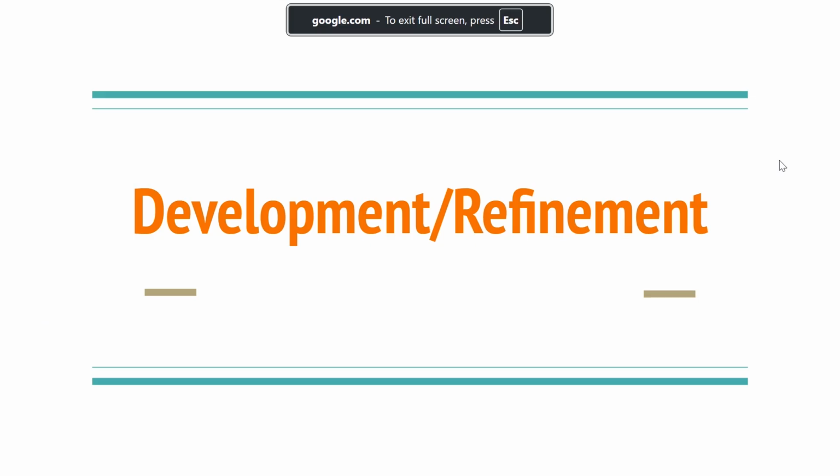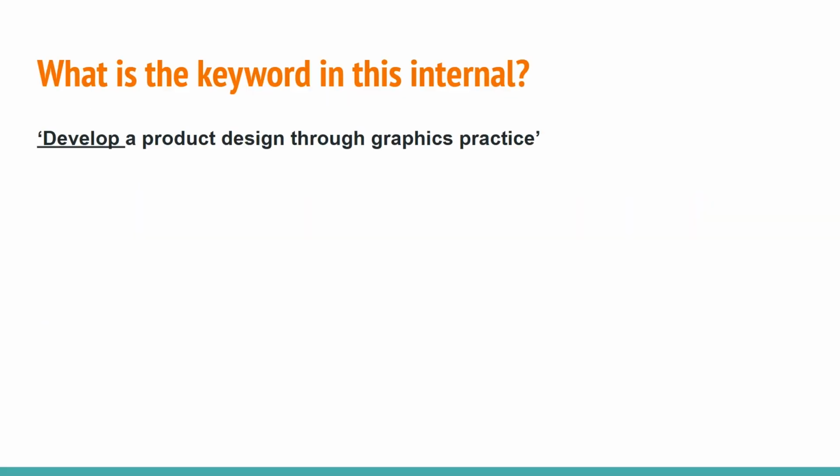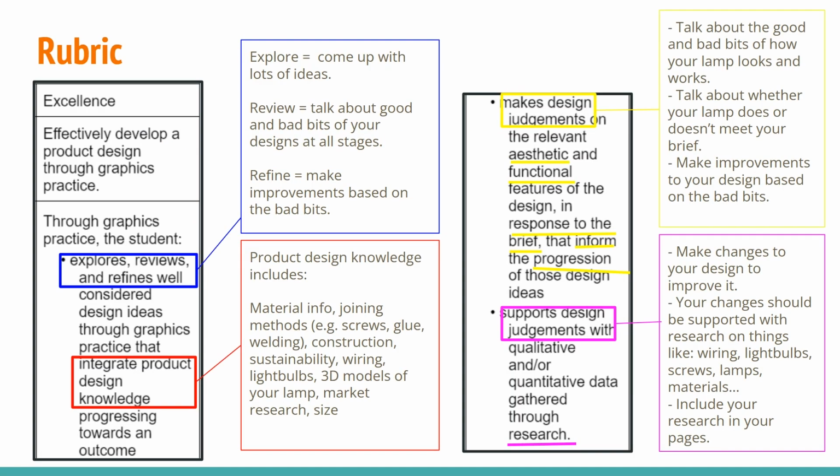What is the key word in this internal? Develop a product design through graphics practice. So the product design is our lamp, and graphics practice is like product design knowledge and drawing techniques. So this is the rubric for excellence. I'm going to talk about it in a bit more detail, and we can aim for excellence, and if you hit it, amazing, and if you don't, hopefully you'll fall into merit and achieve naturally.